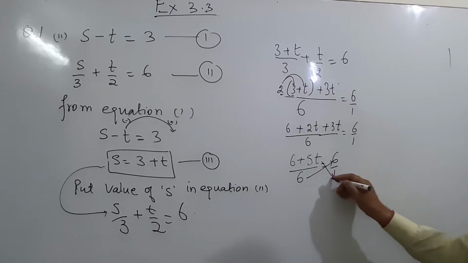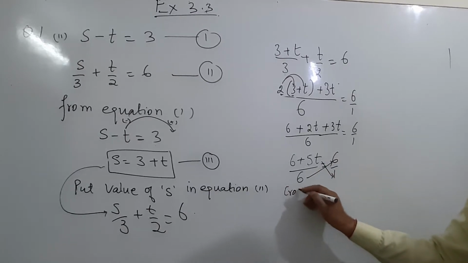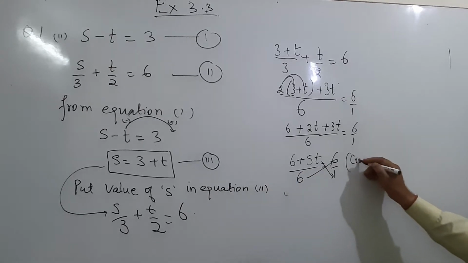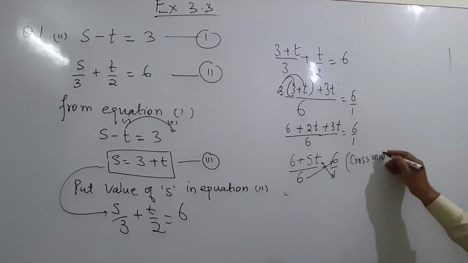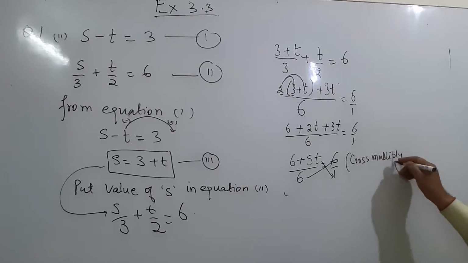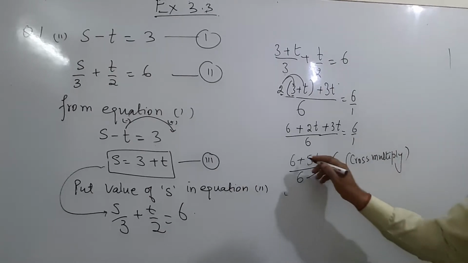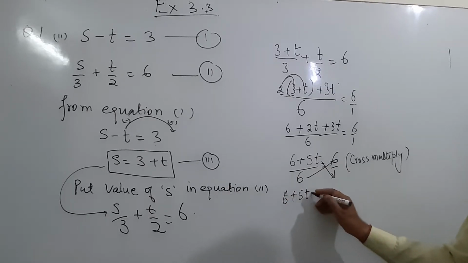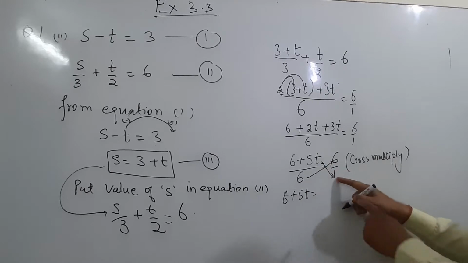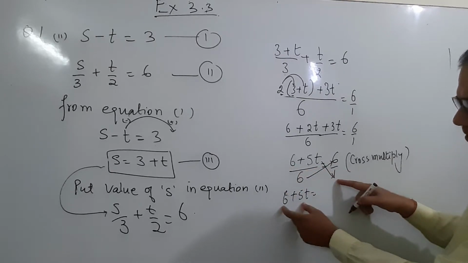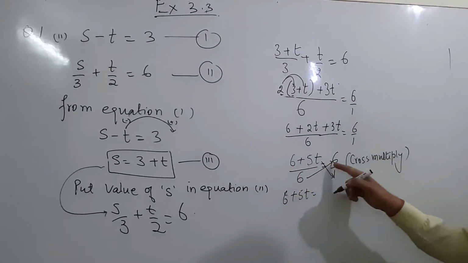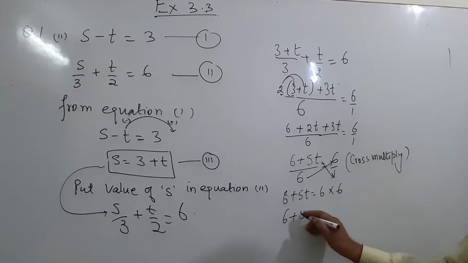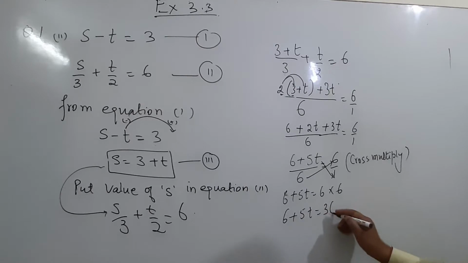Cross multiply. This will multiply to this. Then 6 plus 5t is equal to 6 multiply 6, that is 1 multiply 6 plus 5t. This will be the same. 6 plus 5t is equal to 6 multiply 6, that is 36.